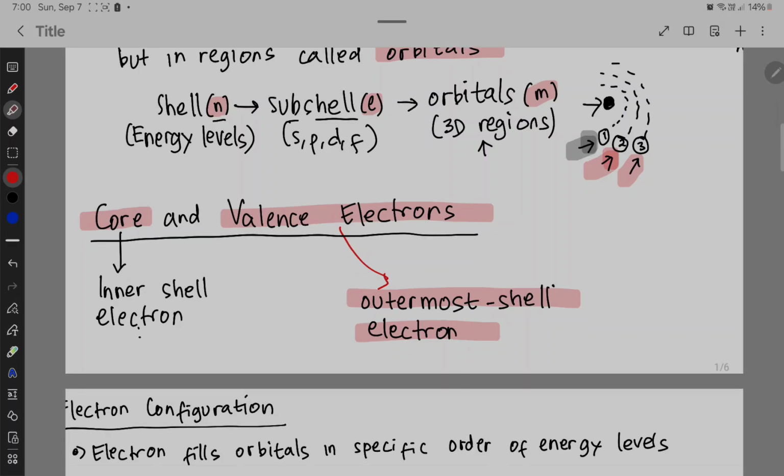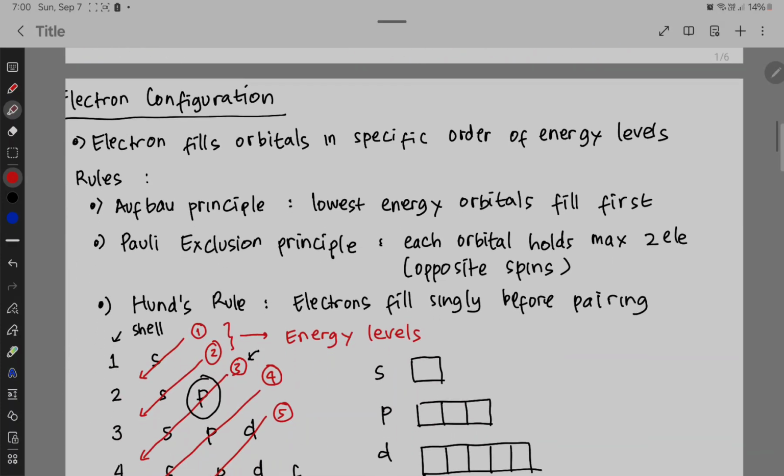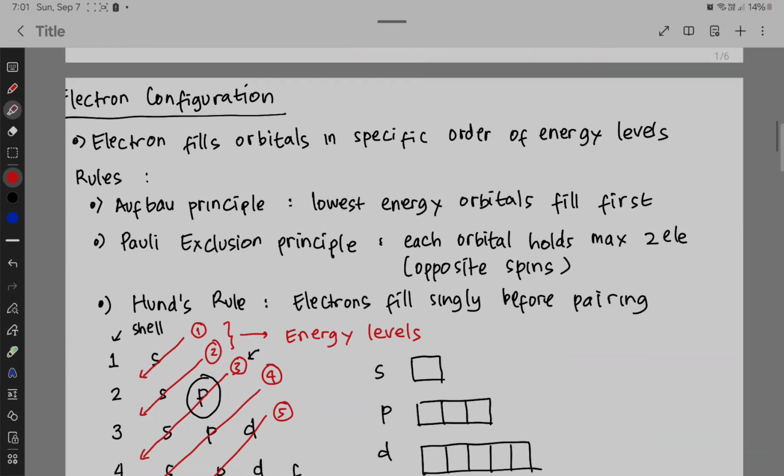What is the configuration? It is the specific location of each electron. First, electrons fill orbitals in a specific order of energy level. There are 3 rules in electron configuration. First is the Aufbau principle. It says that the lowest energy orbitals fill first.